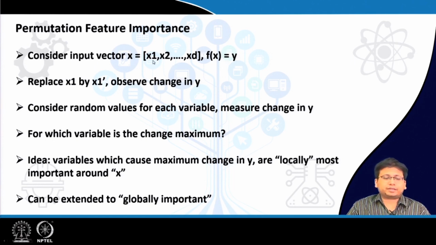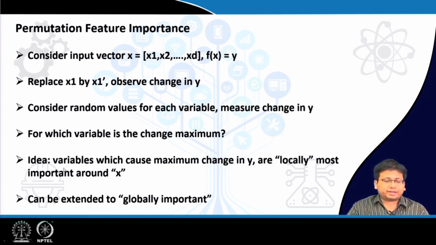Now, suppose I replace one of these values, let us say the first feature, whose current value is x1, and I change it to some other value, x1 prime. Then y should change, but by how much? I measure that change, and then I do this for all variables, and I see that changing which variable has the maximum impact on the output variable y, and by how much.